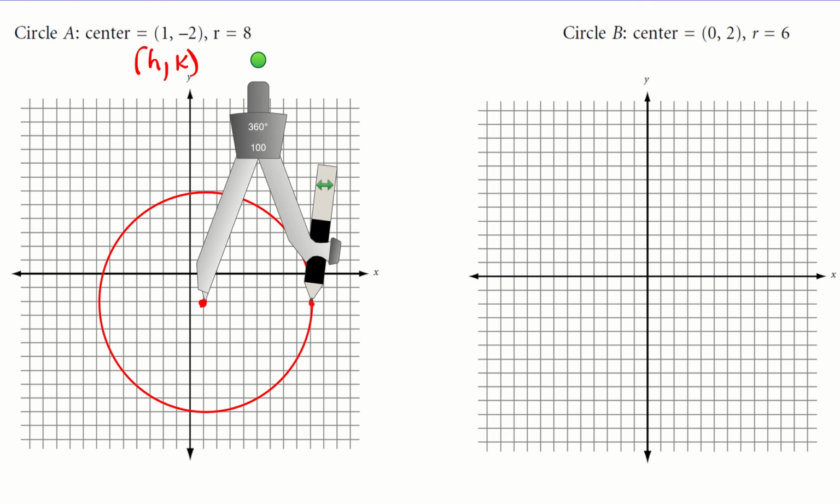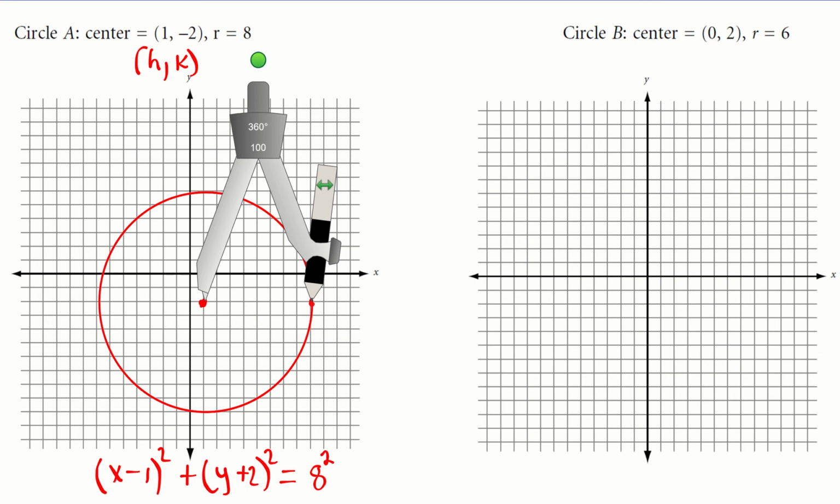Now, what does that equation look like? Let's write the equation of that circle. For that, all we have to do is substitute. So we have x minus h, which is 1, that quantity squared, plus y minus k. So it's minus a -2, so it becomes y plus 2, that quantity squared, is equal to the radius squared, which is 8 squared. So there we go. That's the equation of that circle.